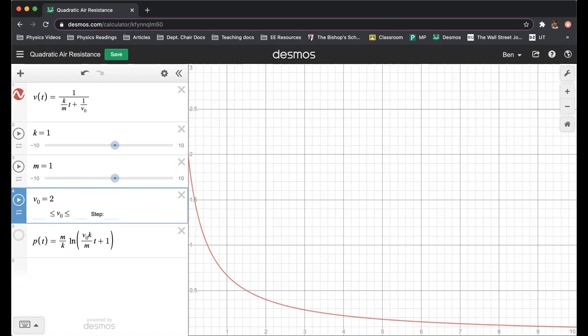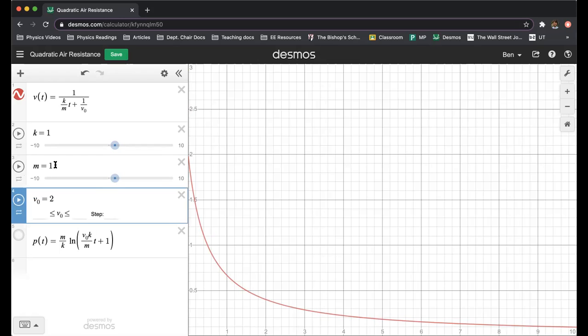But it's not just a pure shift of the curve. It's not just shifting the curve up. The decrease gets steeper, it looks like, as you increase the initial velocity, which makes sense because the force of drag goes quadratically with velocity. So if your initial velocity is higher, the force of drag on the block at the beginning is higher, and your velocity changes faster.